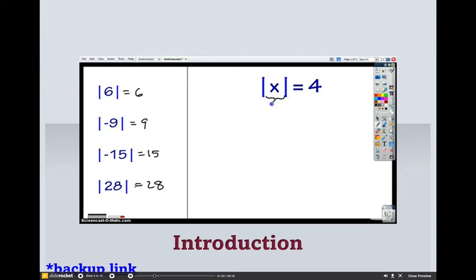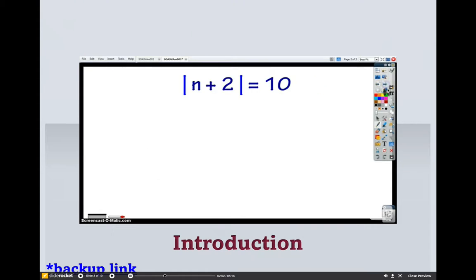Well, one answer would be just 4, because I can pop 4 in here, take the absolute value of 4 equals 4. But because of those absolute value symbols and what they represent, there's another possible answer here, and you might have already thought of it. It could also be negative 4. Because when I put negative 4 in place of x, the absolute value of negative 4 is 4. So in this, essentially I get two different answers, the positive version of 4 and a negative version, negative 4. And x could be either of those. So x could be 4 or x could be negative 4.